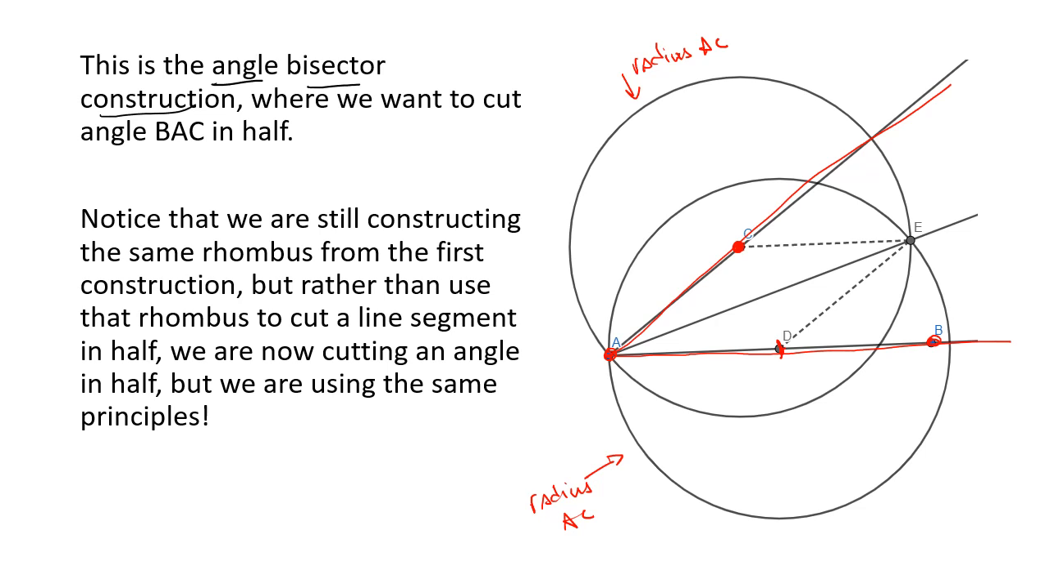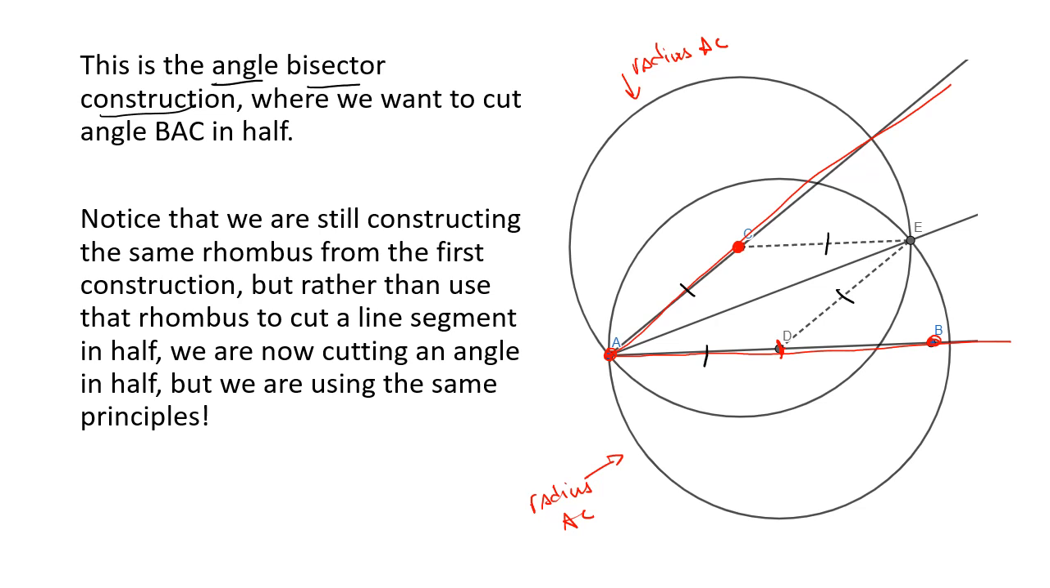And so now you can hopefully see where we're going with this. We've got our same rhombus from before. And by the same reasoning as before, all these radii are equal because they're of congruent circles. I constructed both these circles to have the same radius. So we know that all the radii are equal.